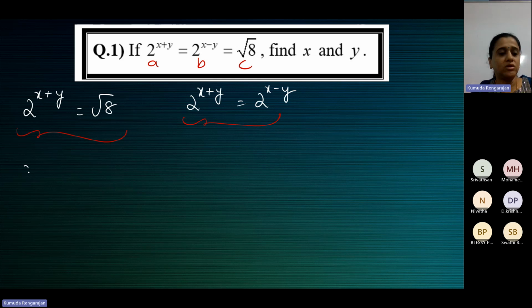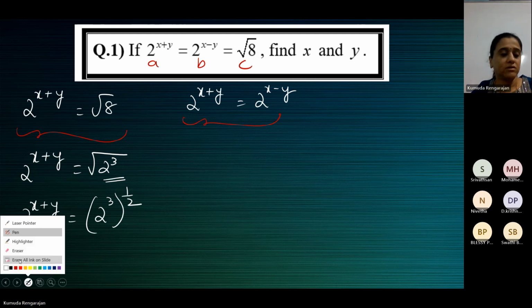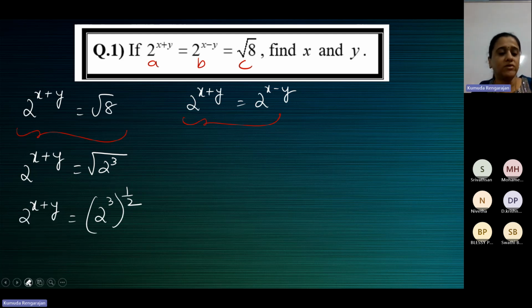So 2 to the power x plus y is equal to, how do you write 8? 8 is 2 cubed. Now 2 to the power x plus y is equal to 2 to the power 3. This is the radical form. How do you put root 8 in the exponential form? To the power 1 by 2. So square root converts to power 1 by 2 in the exponential form. So 2 to the power x plus y is equal to 2 to the power 3 by 2.